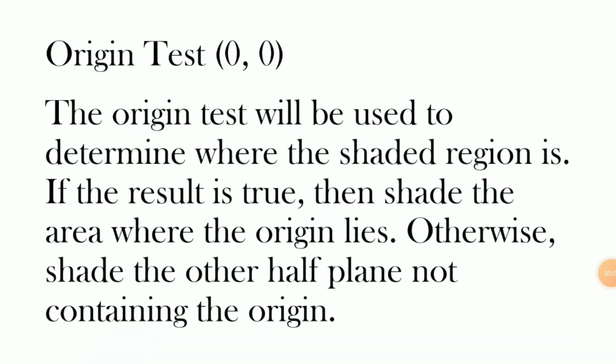Next is to apply the origin test. The origin test will be used to determine where the shaded region is. If the result is true, then shade the area where the origin lies. Otherwise, shade the other half plane not containing the origin. So the origin has the ordered pair 0 and 0. So that is the point of intersection of the x and y axis.